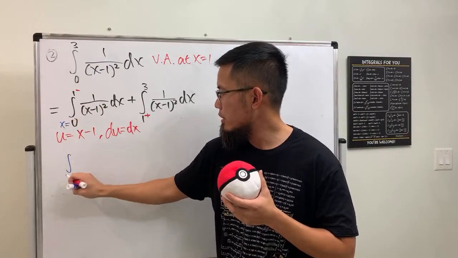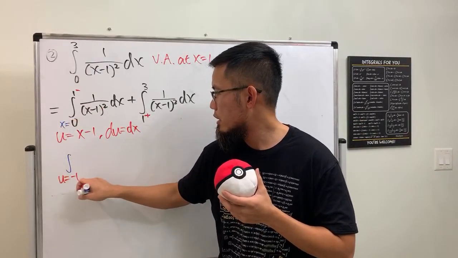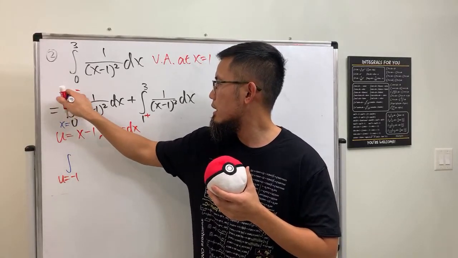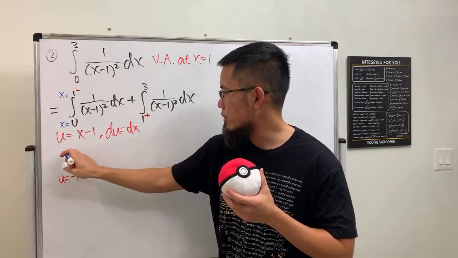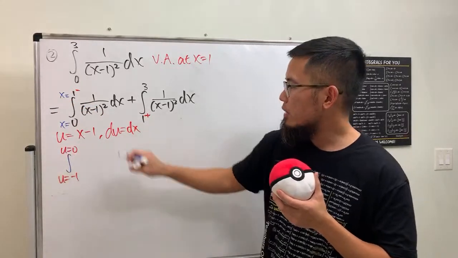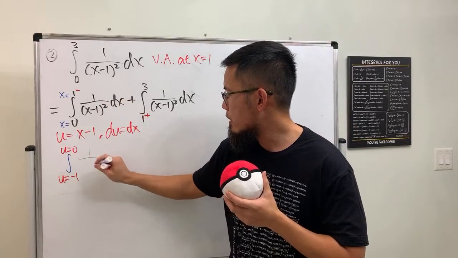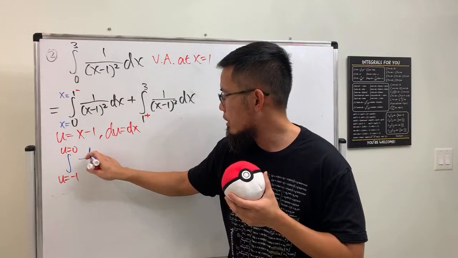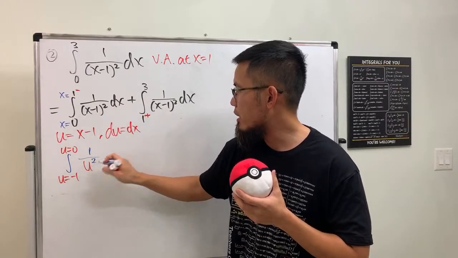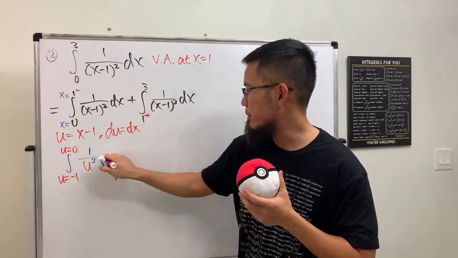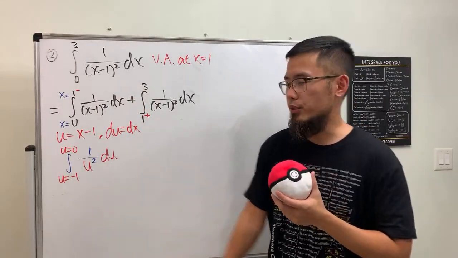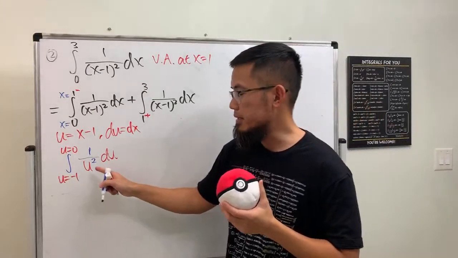u will be negative 1, right? And when x is equal to 1 minus, that will be 0, so u will be going to 0, right? And then we just have 1 over u, and inside that square, and then we have dx, which is the same as du. So that's what we have, and then we just have to do the usual work and see what happens.